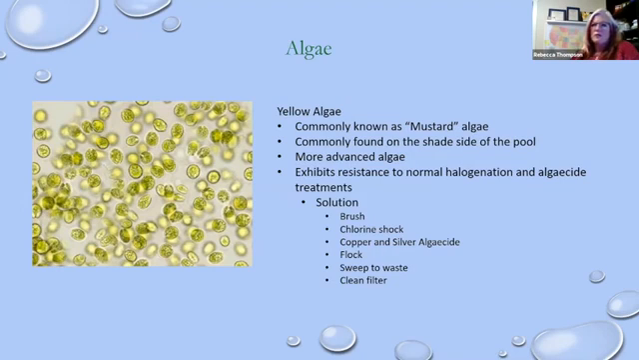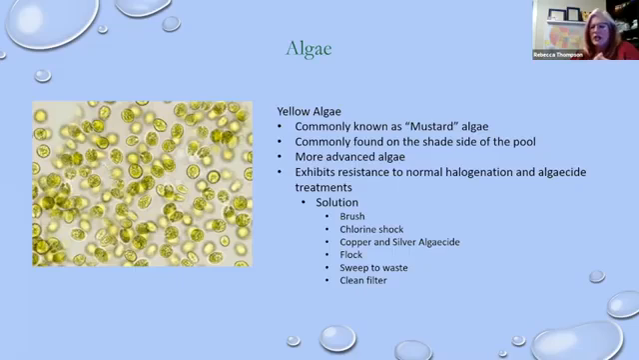It can be transferred from pool to pool with your vac head, with your vac hose. So if you have service and you notice that 5 pools on your service have mustard, you may have carried that from one pool to the rest of them. Also, yellow algae or mustard algae can be transferred through the air. It can blow into a pool, and it can be brought in on swimsuits and bathing suits.